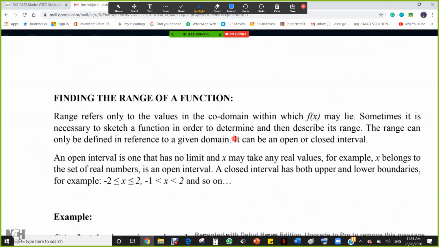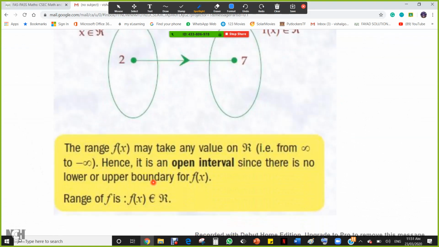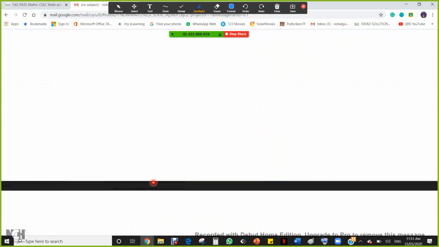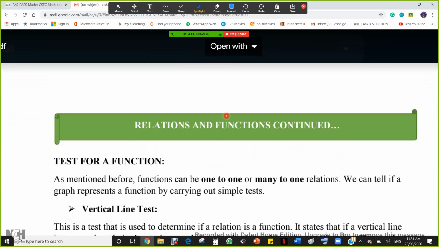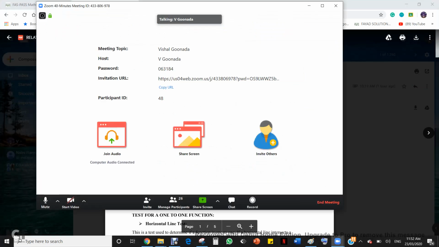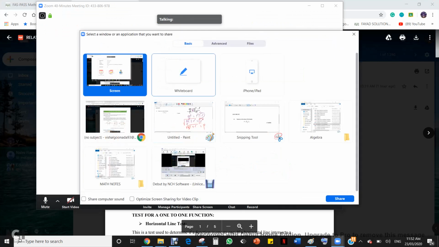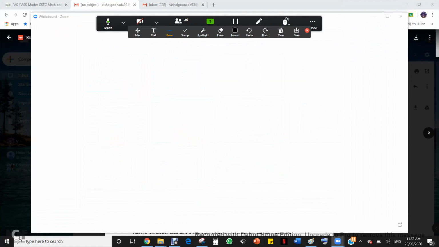So finding the range of a function, we will learn about this after. When I send you all the handout, you could go through it after. But right now I want to get into the actual relations and functions. So let me just pull up the whiteboard here. Basically, relations and functions is like substitution. Everybody familiar with substitution, right? All right.